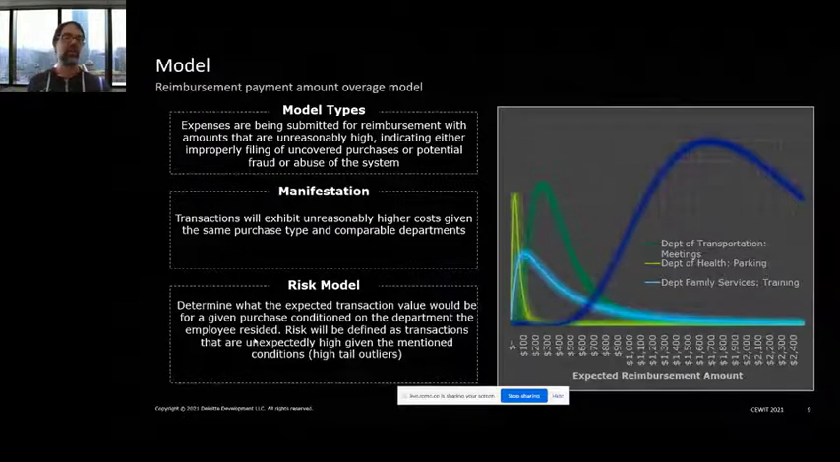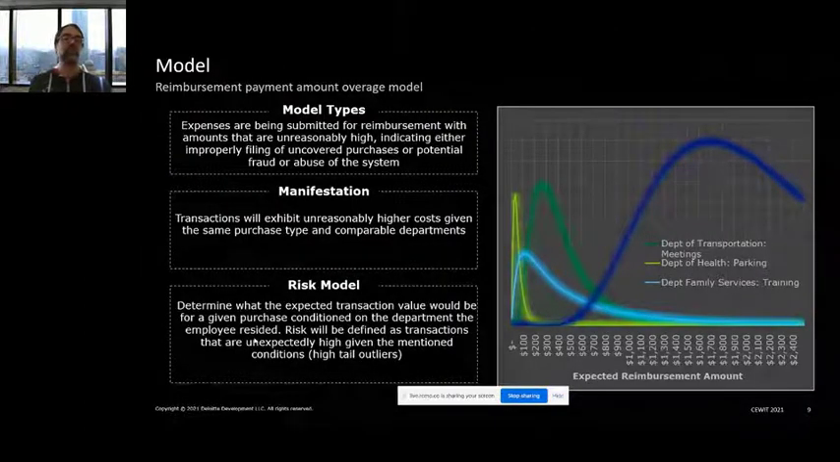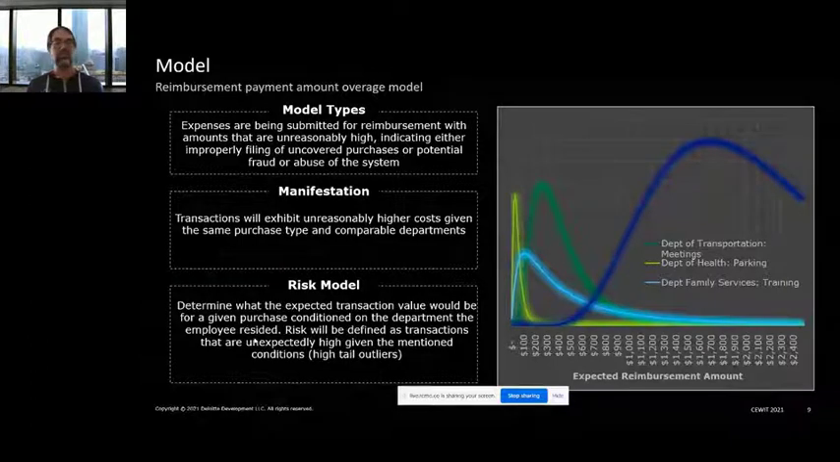In the examples here, you can see that there are different departments, so Department of Transportation and Department of Health, and different types of expenditures, meetings, parking, etc. For each of these, we're going to ask the model to estimate the range of normal activity. So we have these different curves, and from them we can estimate the high tail. If an expenditure is far out in the right tail, this is where we're much more likely to find risk of expenditure, waste, and abuse.